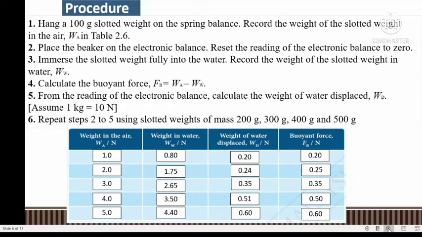From the 5 sets of readings, we want to find the relationship between the weight of water displaced and buoyant force. That's why we use this data. So we don't use the mass or weight of the slotted weight to plot the graph. We use these two physical quantities, weight of water displaced and buoyant force, because that is our hypothesis.